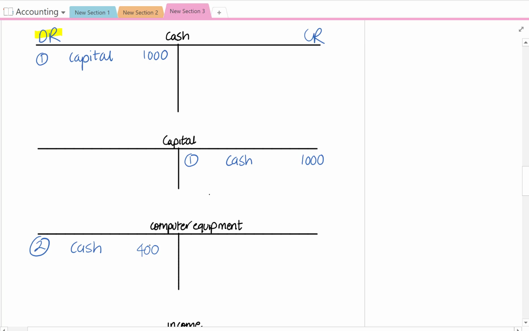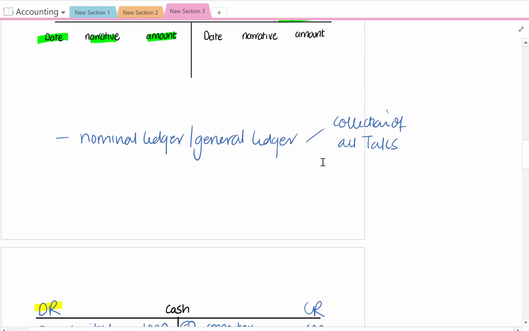Don't forget to post the other side. So we're reducing cash. I'm going to label up here on the credit side, transaction 2, my narrative, computer equipment. And I'm just abbreviating equipment there, and we're going to note the amount there of 400. Right, so that brings us on to the final transaction.